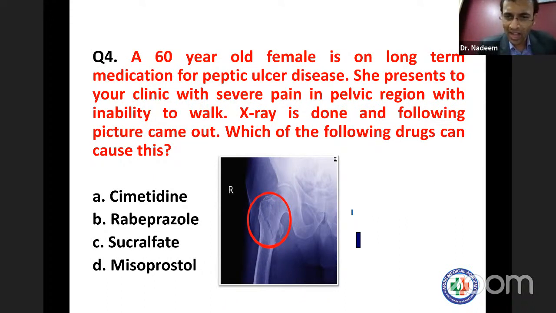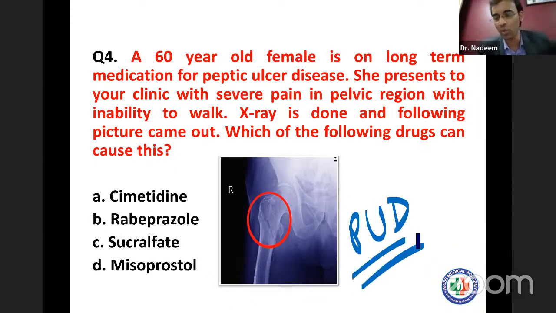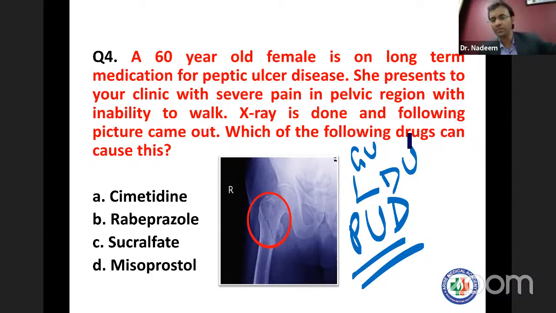So here I'm talking about peptic ulcer disease. As we all know, peptic ulcer disease is the most common cause of what? Upper gastrointestinal bleed, right? Peptic ulcer disease, like gastric ulcer and duodenal ulcer. So my patient, who is 60 years old, is on long-term treatment for peptic ulcer disease.